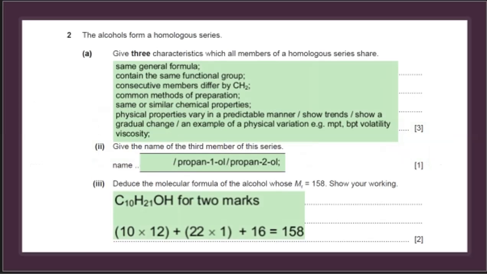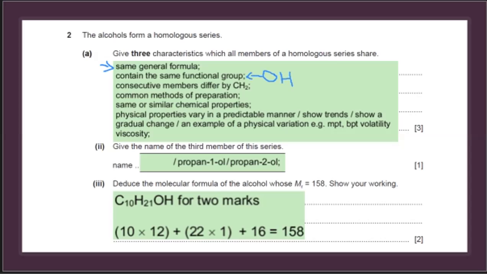Next question, question 2. The alcohols form a homologous series. Give 3 characteristics which all members of a homologous series share. Now, again, another question, they bring this back again. Same general formula, right? Alcohols all have the same general formula. They have the same functional group. What is the functional group? OH. Alcohols all have the same functional group, which is the OH group.